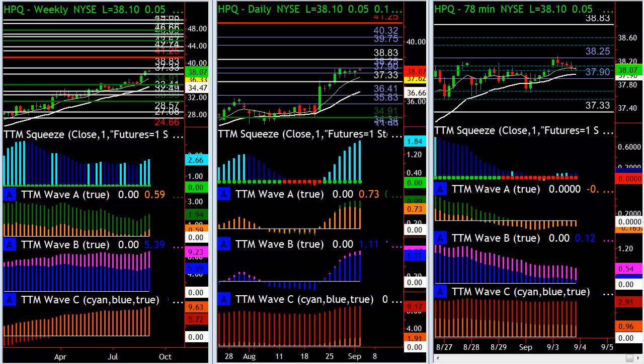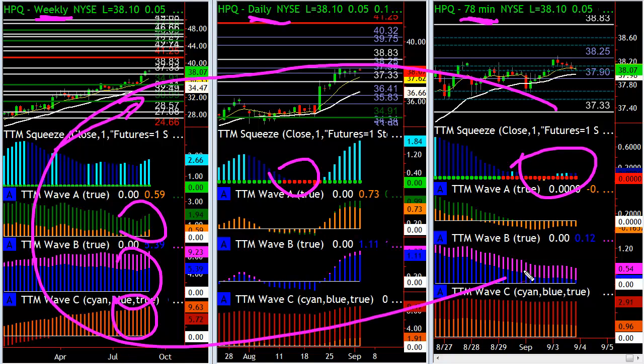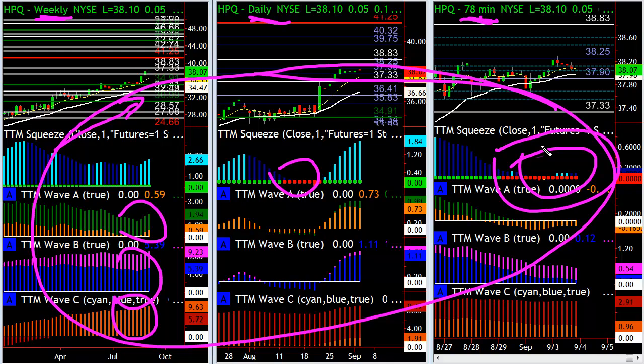Another one here that also looks good, and I added the 78-minute here. So we've got the weekly chart, the daily chart, and the 78-minute. You can see here that on the weekly chart, the A, B, and C waves are above 0, indicating a powerful uptrend. On the daily chart, we have a squeeze, and on the 78-minute chart, we have a squeeze forming, okay? All of this together is based on a scan where I'm looking specifically for 78-minute charts that are in a squeeze that also have bullish action, A, B, and C waves above 0 on the daily chart and the weekly chart.